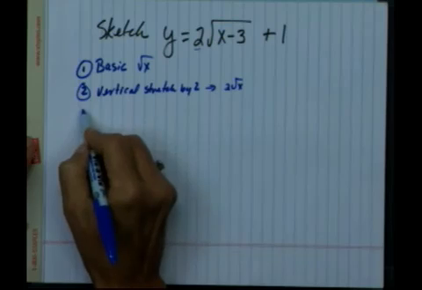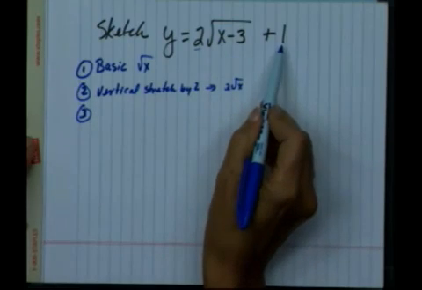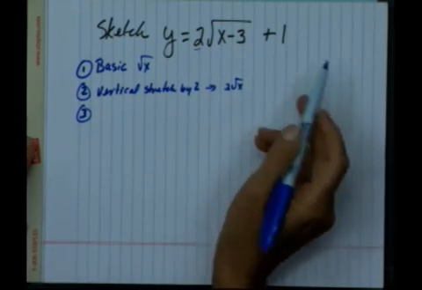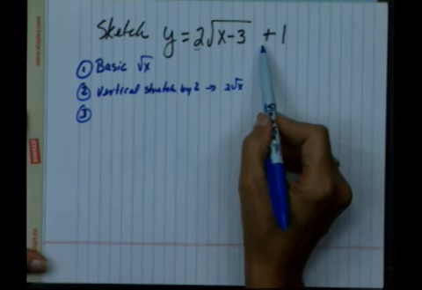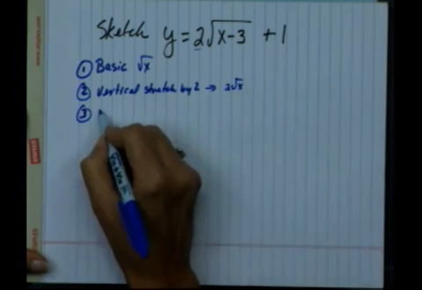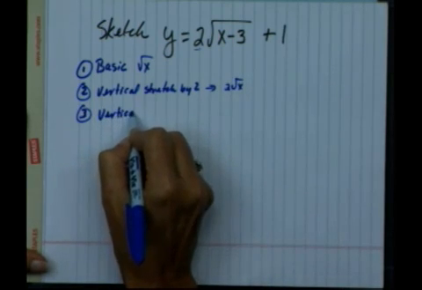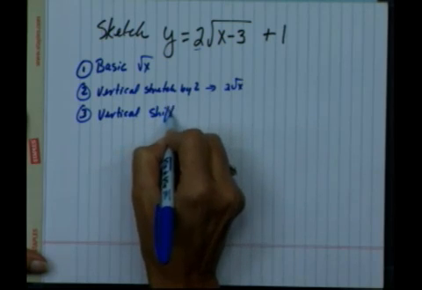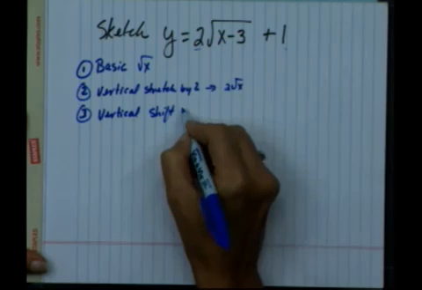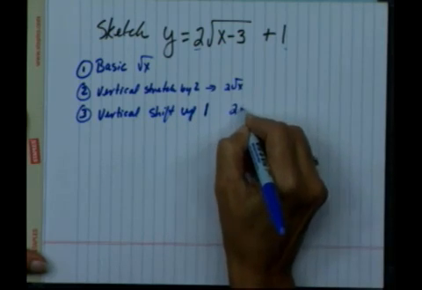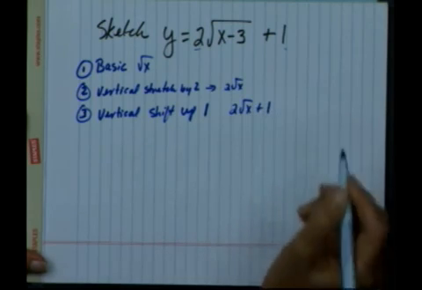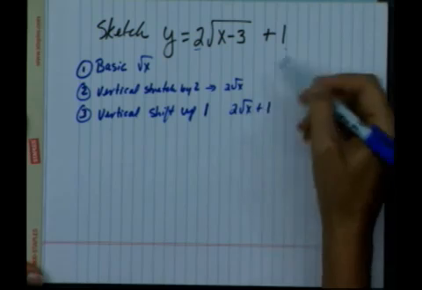All right, what's the third thing? Shifting. We're going to go into shifting, and it really doesn't matter which one you do first. Which one do you want to do first? Vertical? Okay, vertical shift up 1. So that's going to give me 2 square roots of x plus 1, if I'm building my function.